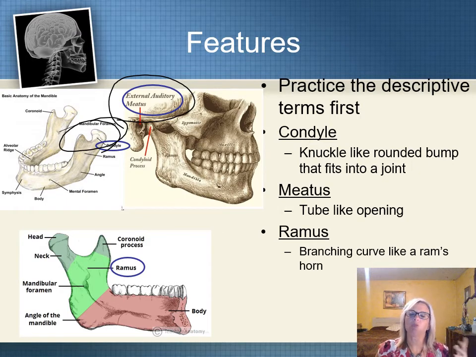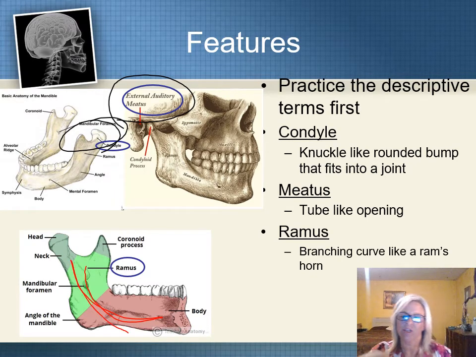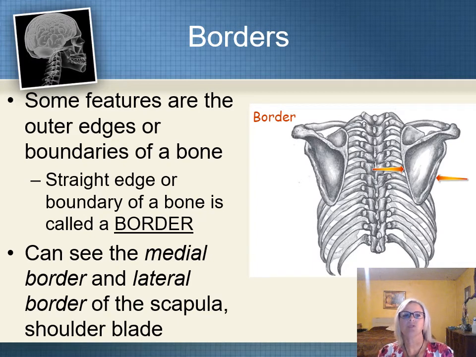And then we have ramus. Ramus is a branching curve like a ram's horn. And so here you can see you have the ramus on the mandible. It describes the shape and tells you basically what you're looking for. We also have some features that are borders or boundaries on the sides of a bone, basically. So it's a straight edge or a boundary.